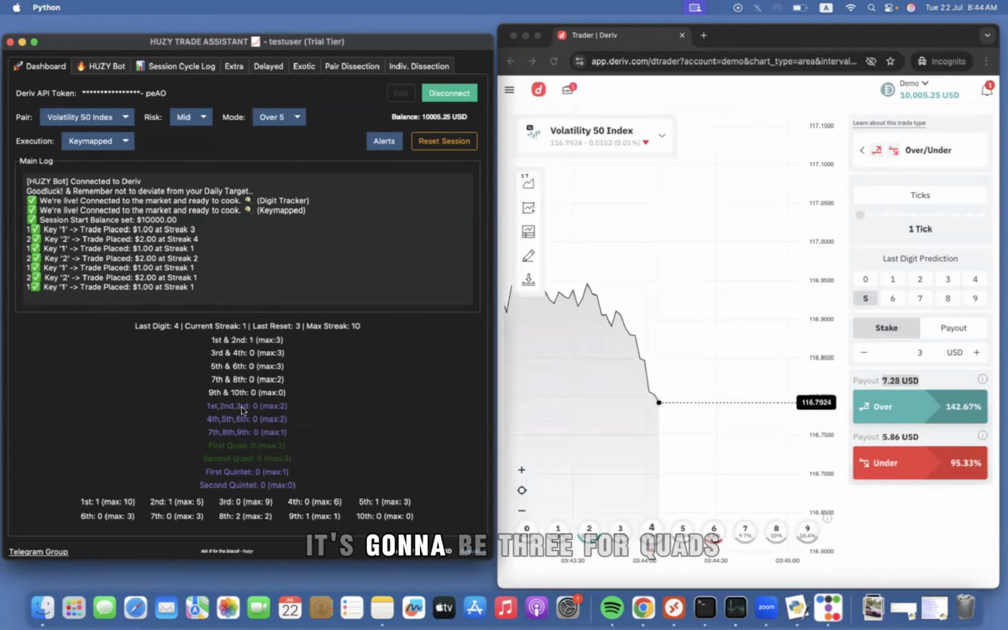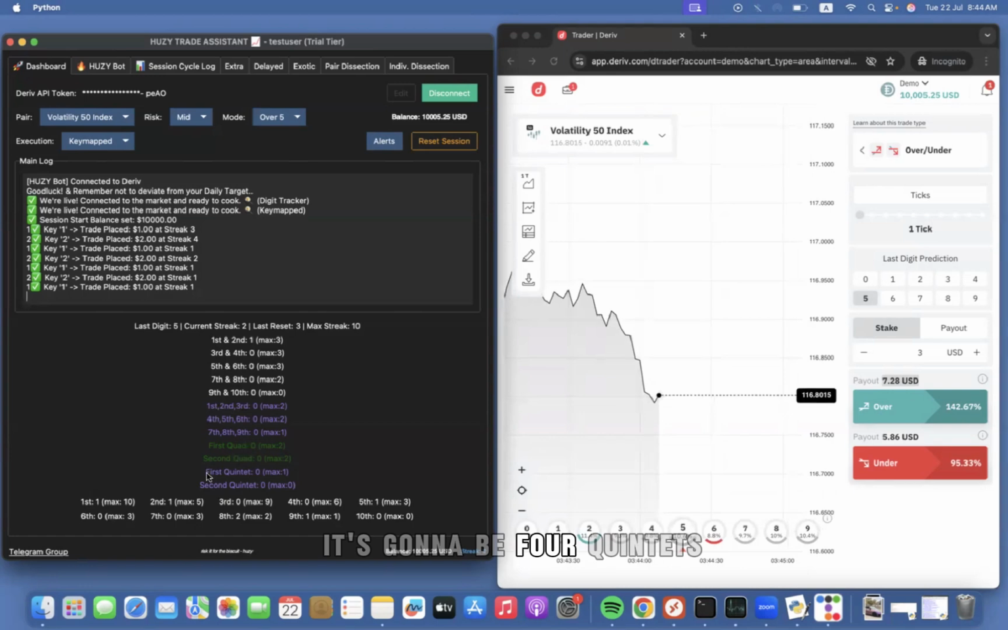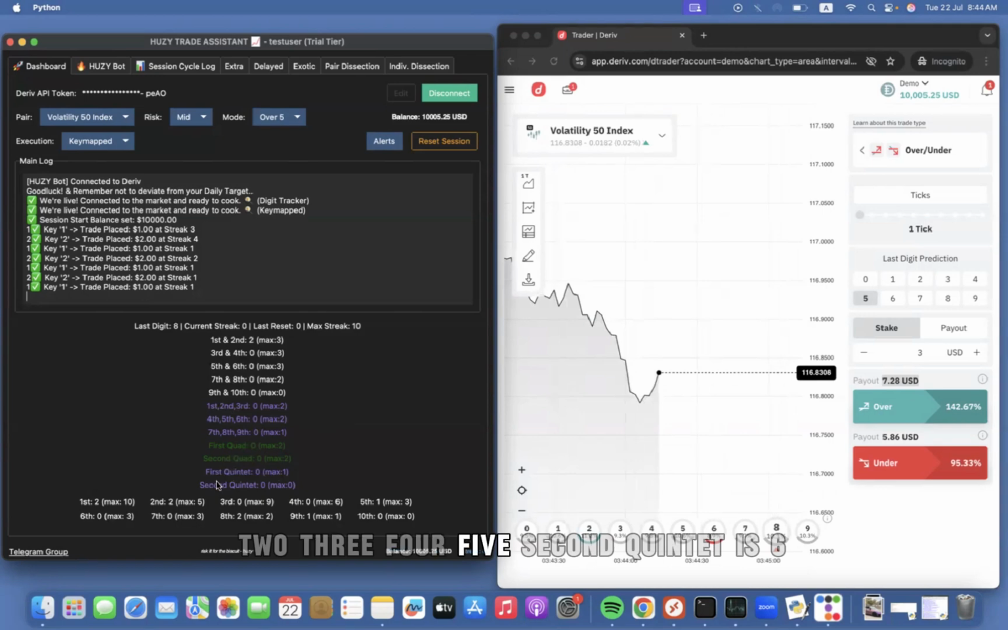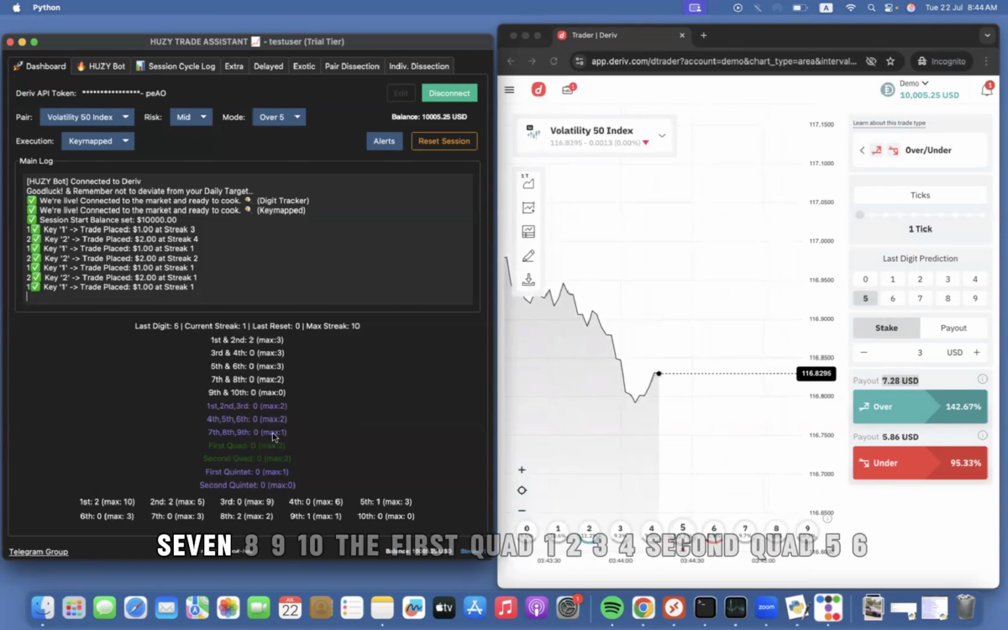Right? For triplets, it's going to be 3. For quads, it's going to be 4. Quintets is going to be the first 5, for the first quintet, basically meaning 1, 2, 3, 4, 5. The second quintet is 6, 7, 8, 9, 10. The first quad, 1, 2, 3, 4.